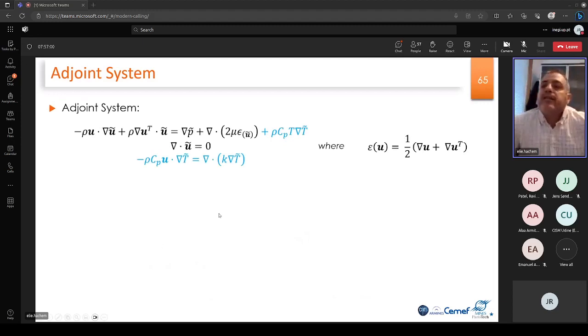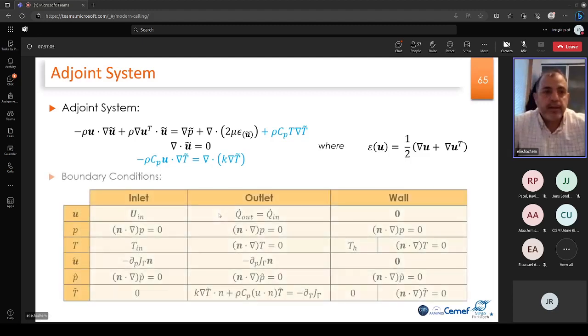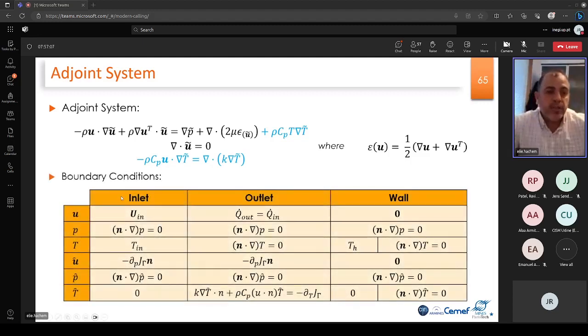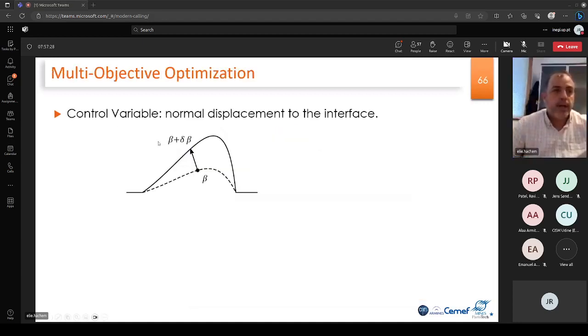There is also particular attention to boundary conditions, but since it's a scalar, maybe it's not that important. So I have dropped here all the types of boundary conditions that you can imagine on the inlet and the outlet of your part, where it comes in, and on the rest of the domain, which I call wall or walls, for U, P, T, U tilde, P tilde, T tilde. And then now I'm ready to look at my objective function.